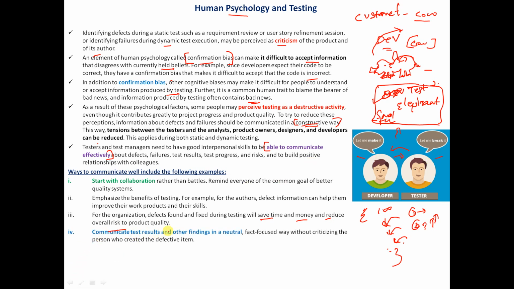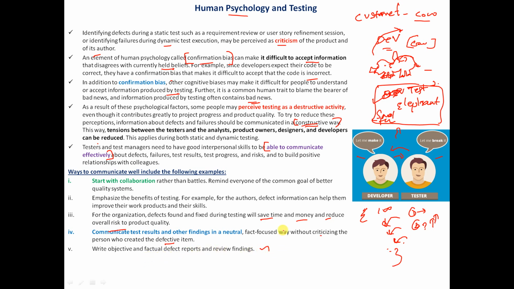Communicate test results and other findings in a neutral, fact-focused way without criticizing the person who created the defect. Again and again, as a tester you are learning this. So you should not make the developers get angry. You should talk in a neutral way without criticizing them, but give your feedback in a constructive way.